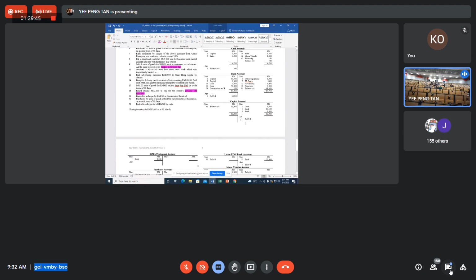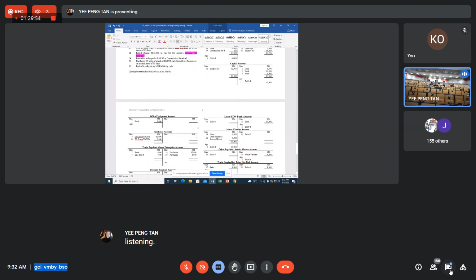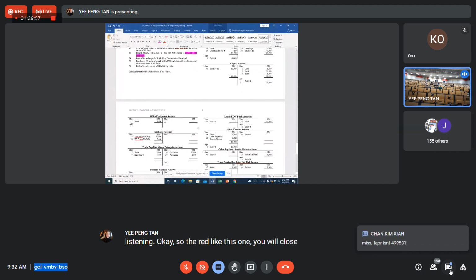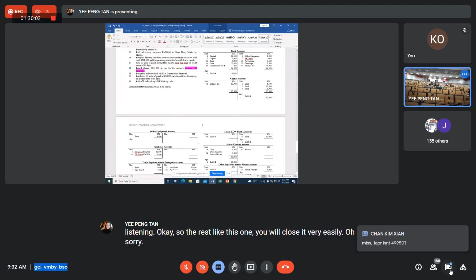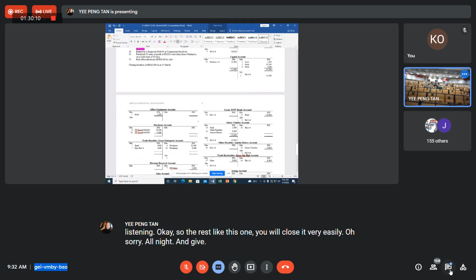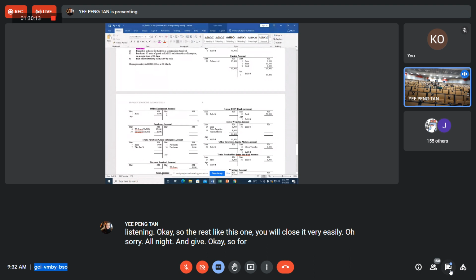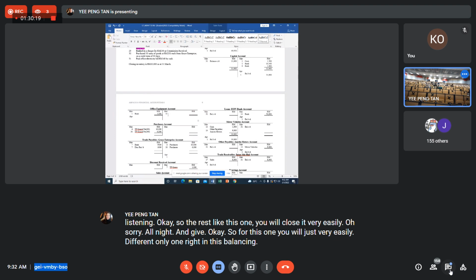The balance will be brought forward to next month, as the opening balance will be on the credit side. Okay, so the rest, like this one, you will close very easily. Oh, sorry, 49. Thank you. For this one, you will just very easily defer only one, and just balance c/d 1,000, and then brought forward.